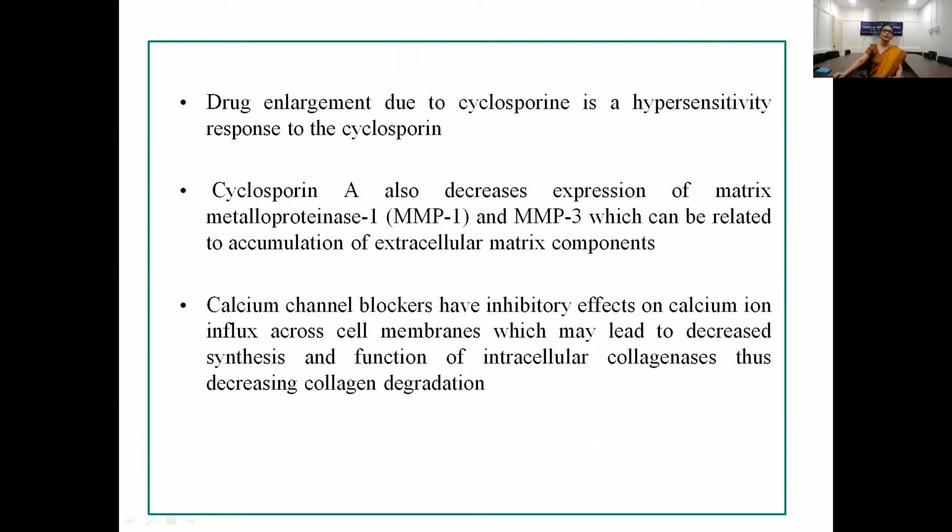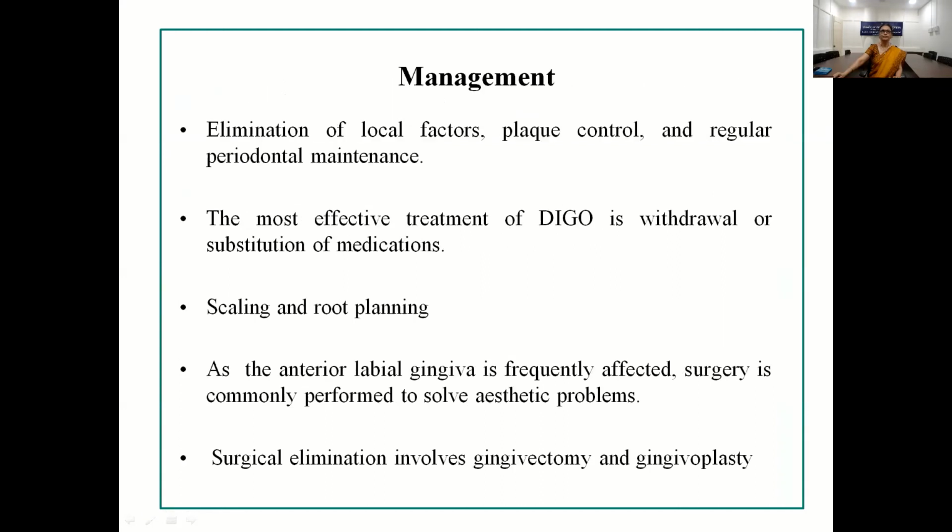Now, drug enlargement due to cyclosporine is a hypersensitivity response to the cyclosporine. Cyclosporine A also decreases expression of matrix metalloproteinase 1 and matrix metalloproteinase 3, which can be related to accumulation of extracellular matrix components. Now we'll see about the calcium channel blockers. They have inhibitory effects on calcium ion influx across cell membranes, which may lead to decreased synthesis and function of intracellular collagenases, thus decreasing collagen degradation.